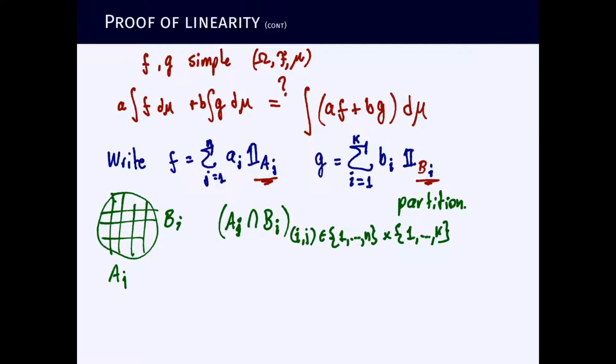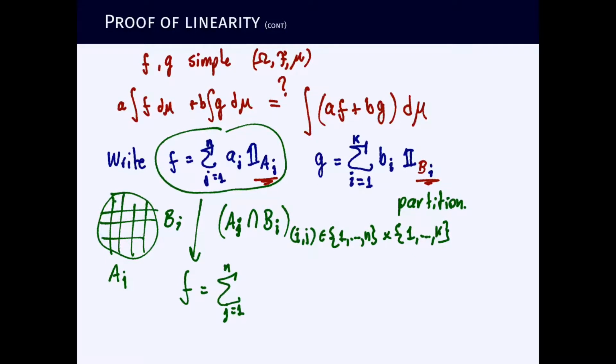And now, of course, we can write the function f, which is this. We can write it as f to be the sum, when j goes from 1 to n, of aj. But here, instead of writing indicator of Aj, I want to write the sum when i goes from 1 to k of the indicator of Aj intersection Bi. So I'm just decomposing. So this was j here. I'm just decomposing it over i, writing this indicator like this.